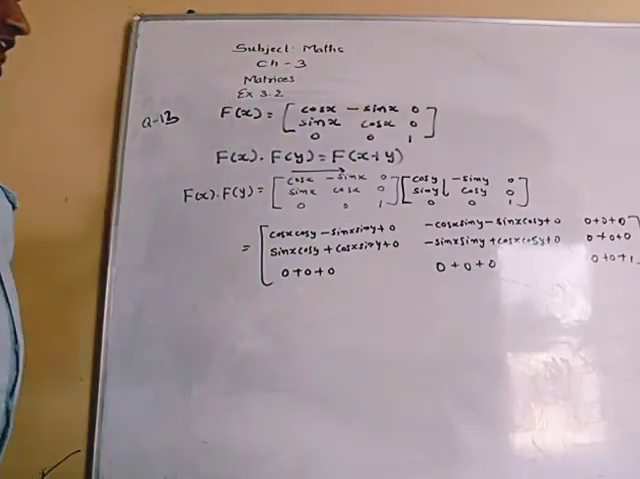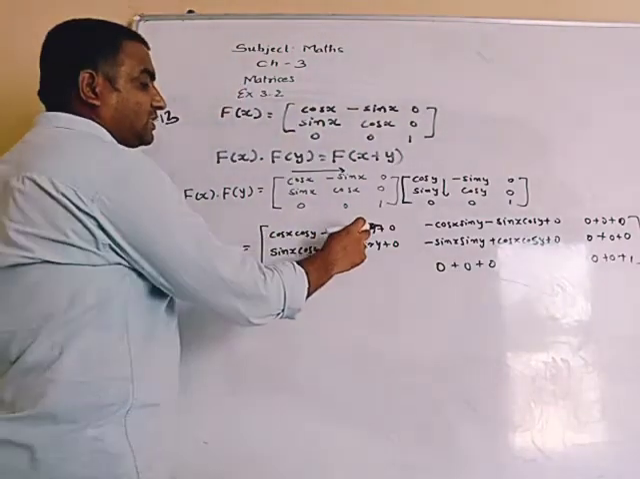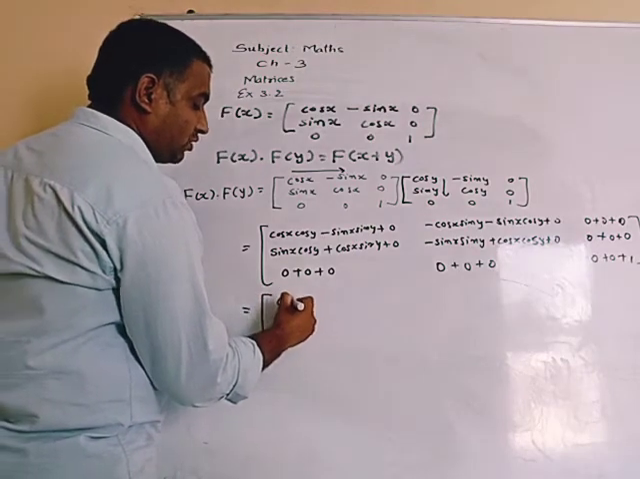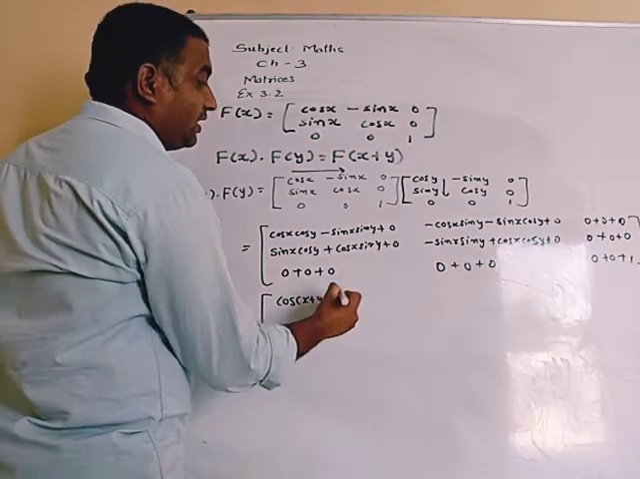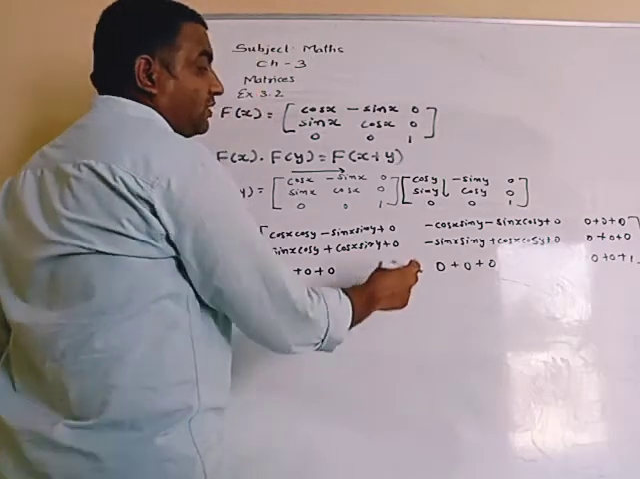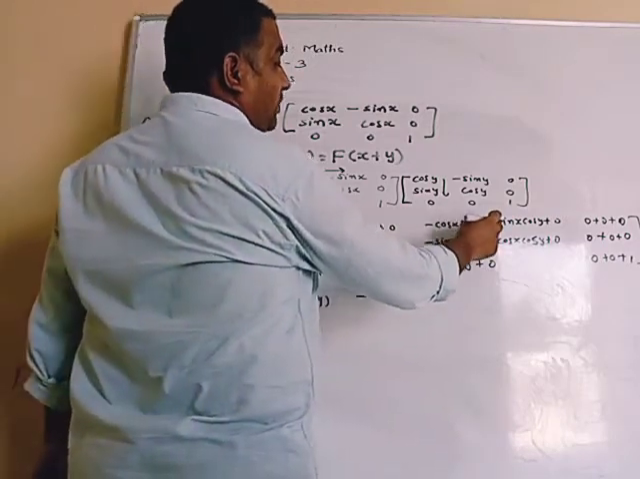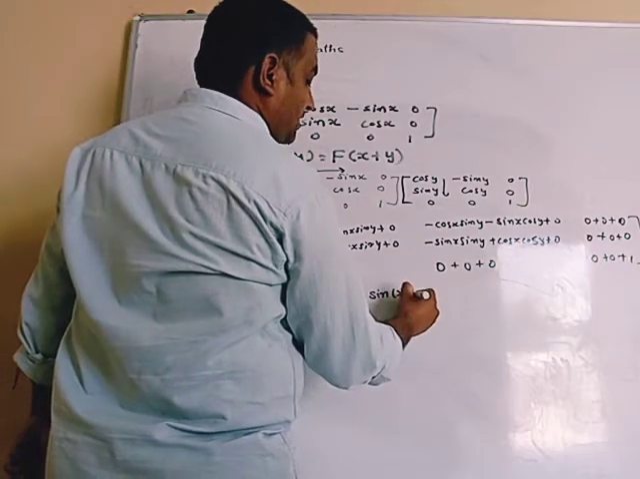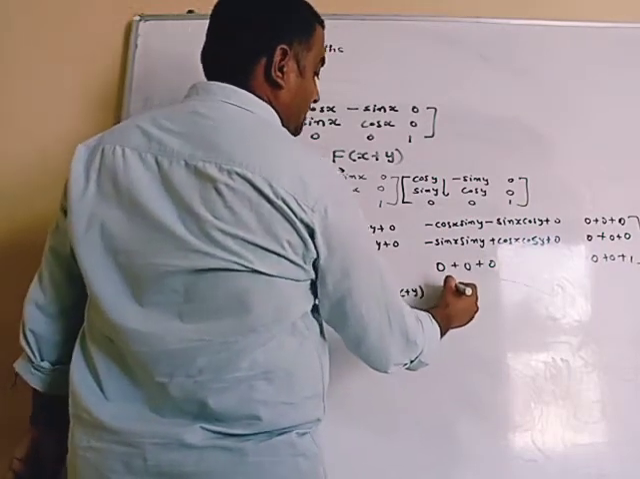Now here we can see that cos x cos y minus sin x sin y is the formula of cos(x plus y). Here we take out minus common, then it will become cos x sin y plus sin x cos y, that is the formula of sin(x plus y), and here 0.